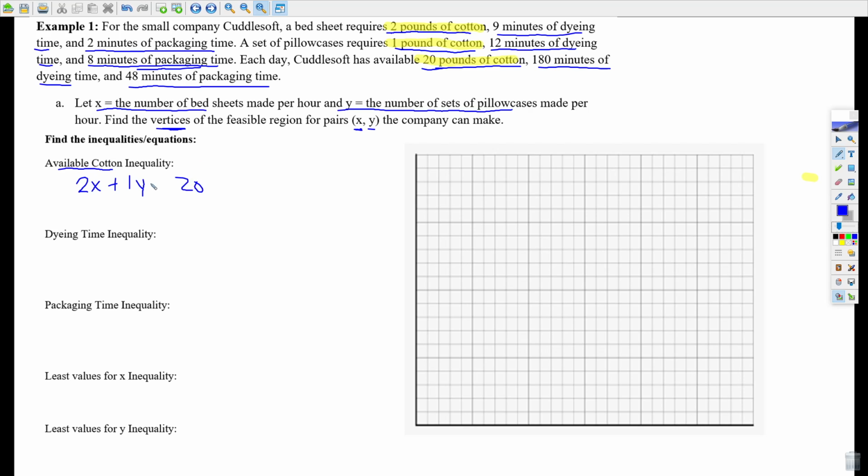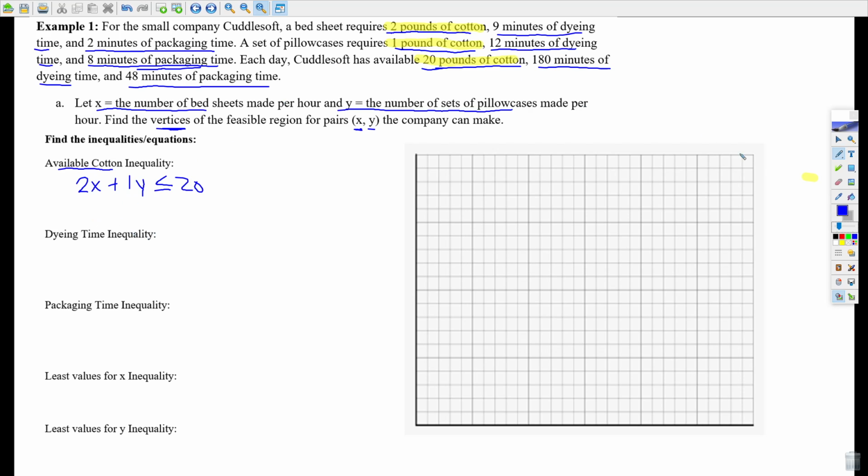So is it going to be equal to 20? Well, no, because it is possible to use less than 20 pounds. So that would mean that if we add these two together, we want it to be less than or equal to 20. We can use all 20, but we cannot use more than that. So it's got to be less than or equal to.